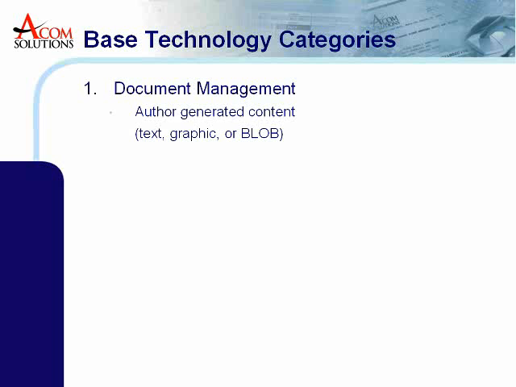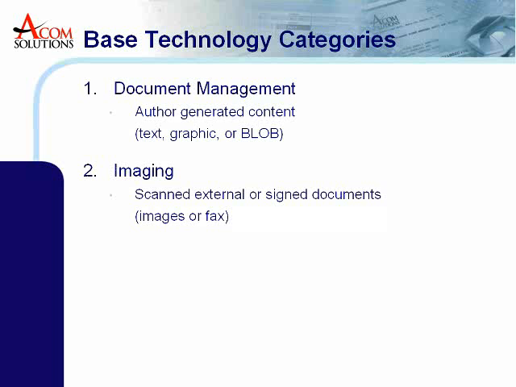And you'll find that within a document management system, you have text, you have graphics, or you could have something that we call a blob, which is a binary large object, BLOB being the acronym, which could be an audio file, a video file, could even be software code. But again, it's normally author-generated and primarily text. The second base technology you're going to find is imaging. And imaging, just like it sounds, is a set of technologies designed to capture either scanned documents, external paper documents, or fax documents.